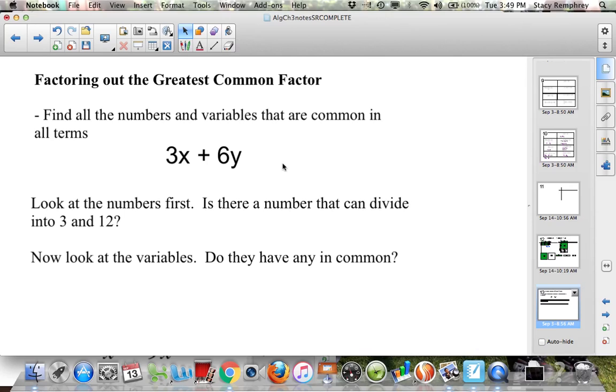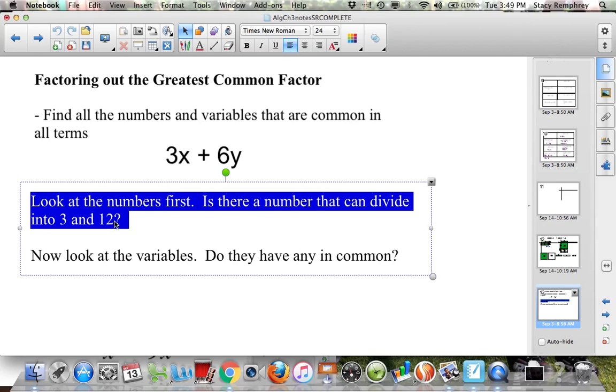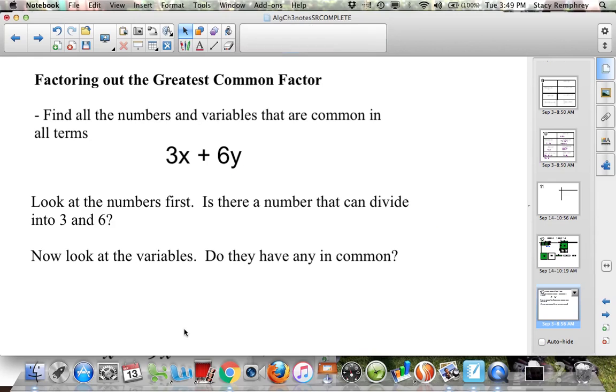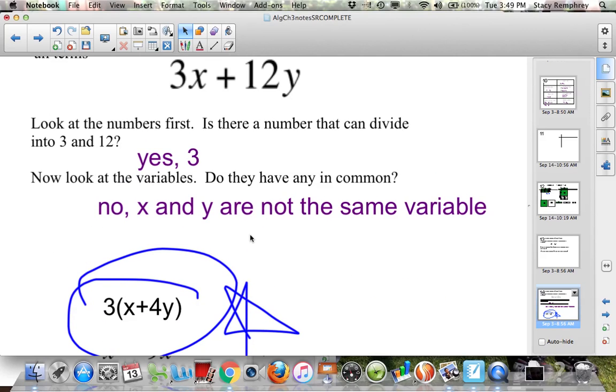So you're going to look, I used a different number than I had before. So I have 3x and 6y. Is there a number that can divide into 3 and 6? 3. Now look at the variable. Do they have any variable in common? And I answered that over here. No, x and y are not the same variable. So they don't have a common variable, but they do have a common factor of 3 in the number.